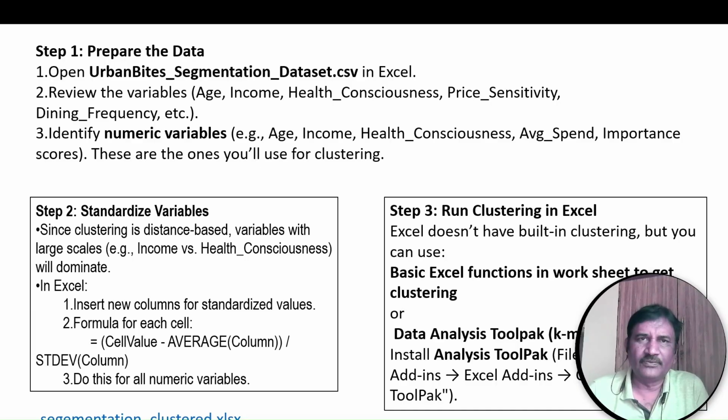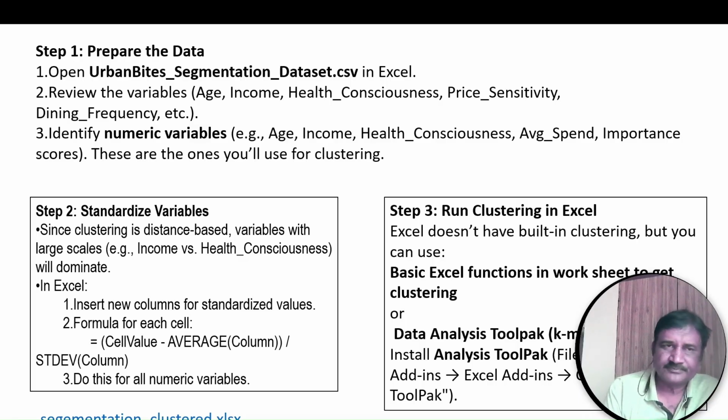Then review the variable columns, like age, income. All these columns have numerical values. There are 10 columns. Then identify numeric variables, right? We have already written the numerical variables. These are the ones you will use for clustering. This means you take the Excel sheet of your concern, then find out the numerical columns, but study the complete information well before you proceed ahead and separate out the numerical columns, right?